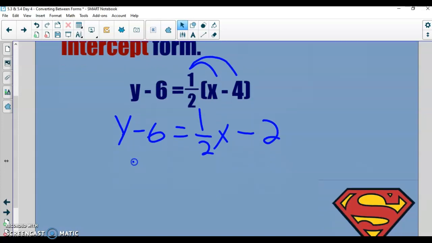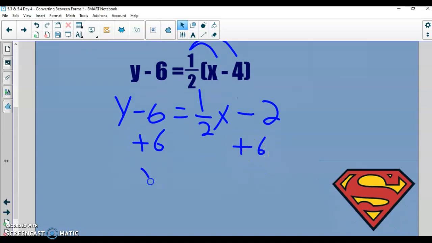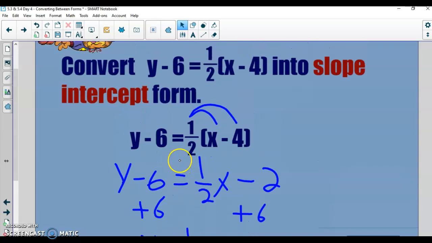We just have to get y all by itself, and we can do that by getting rid of that 6. So we have y minus 6. The opposite of subtracting 6 is adding. So we'll add 6 to both sides. And we'll be left with y equals 1/2 x plus 4. And now if we look, this is in slope intercept form.